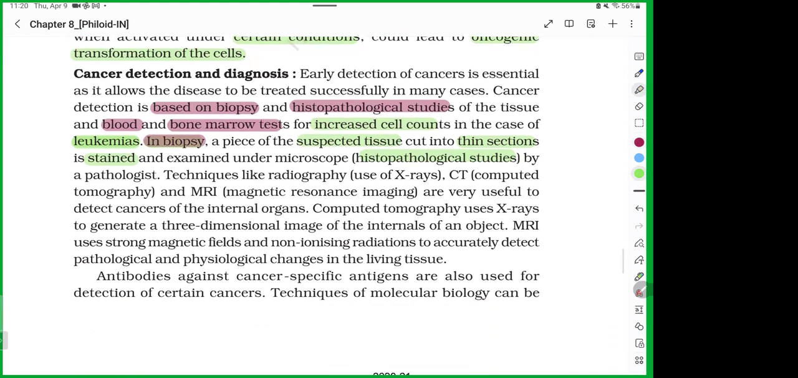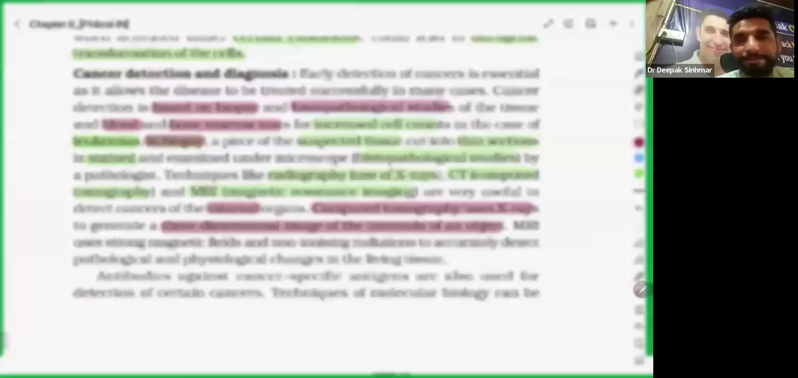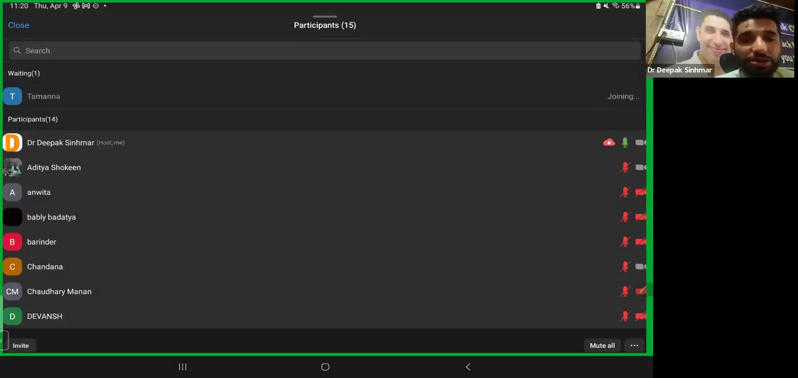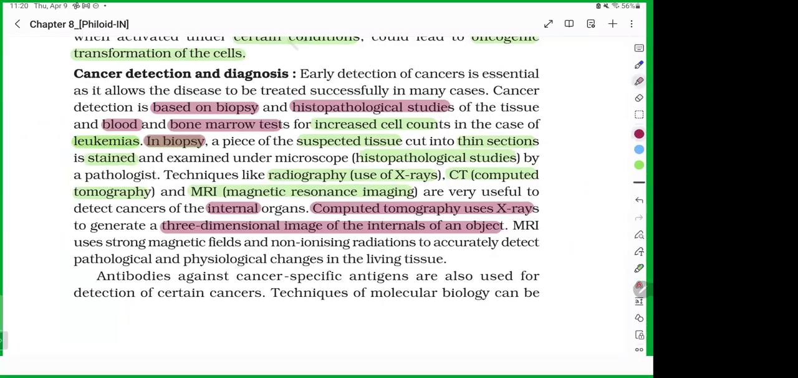If you want to detect cancer properly, biopsy is the best method. Another method in radiography is X-ray, we can use it to detect a big mass. CT scan, computed tomography, we can use. MRI, magnetic resonance imaging, we can use to detect cancer of internal organs. CT scan uses X-ray and makes a 3D image of the internal object. Like if you take lung or liver, then CT scan will make a 3D image of it.